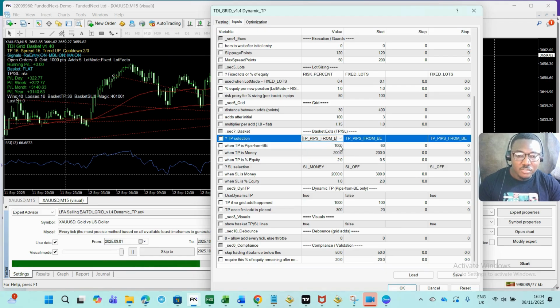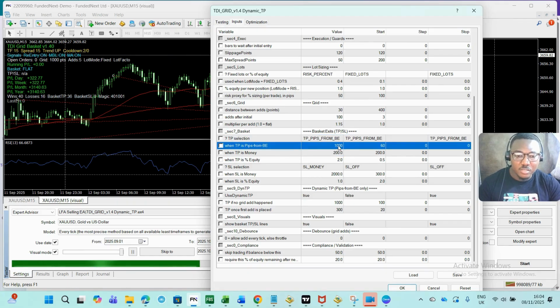So I like to use pips. For gold, I keep it at 100 pips. Depending on the trend, if it's very trendy, you can set it to 200, or you can set it to 50 if you want to get out very fast. If you are trading pairs that have low volatility, you can just use 20 pips, 30 pips. It depends on your choice.